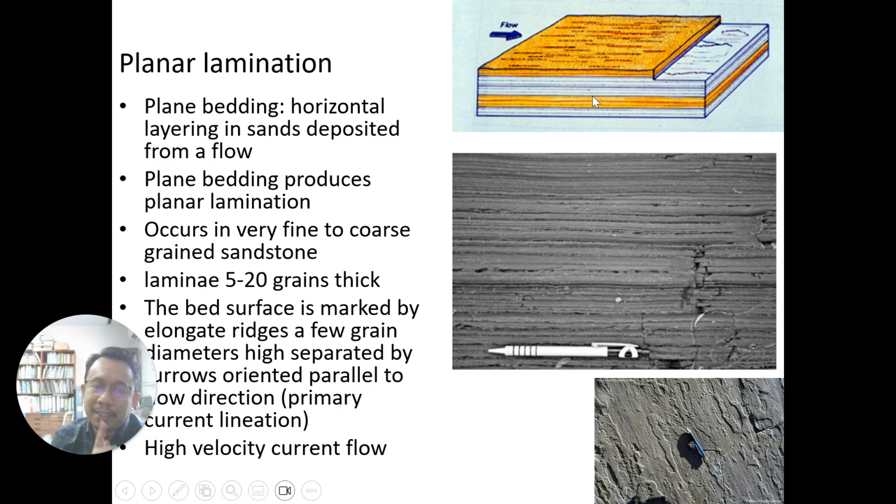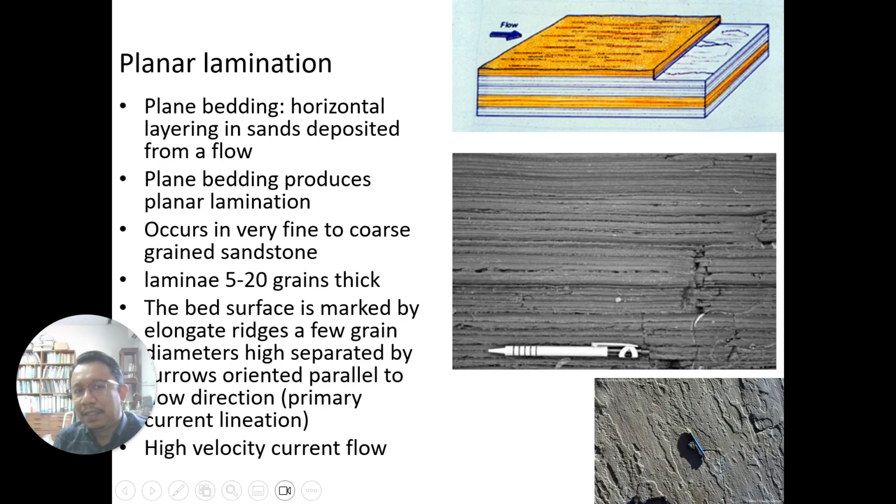These kinds of sedimentary structures can also be formed by flowing water or any other medium of transport in one direction. You can find these in very fine to coarse grain sand. Laminae are very thin, 5 to 20 grains thick only.